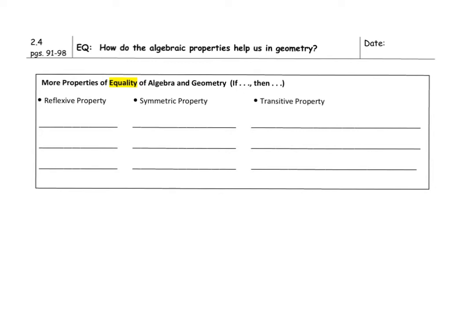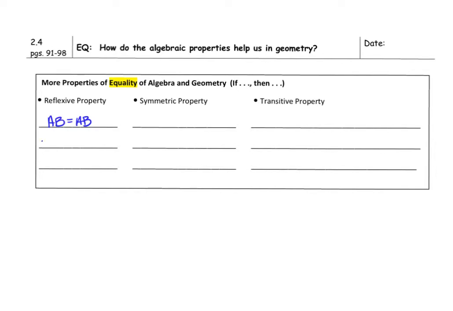Hey guys, today we're going to work on recognizing algebraic properties in geometry. So when we have the reflexive property, reflexive kind of reminds me of reflection. An example would be AB is equal to AB. So it's equal to itself. Reflexive properties are one of the easiest ones to recognize.